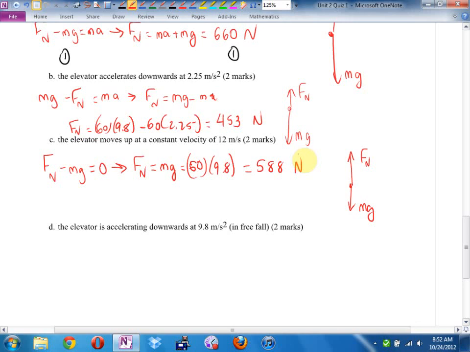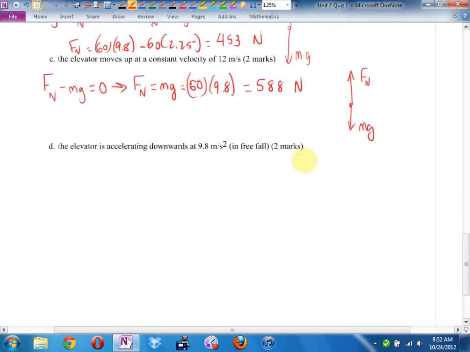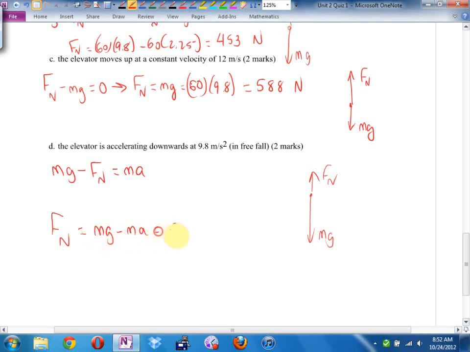Anyways, his elevator analogy was pretty good because most of us have been in one. The elevator is accelerating downwards. It's in free fall. Well, if it's in free fall, it's accelerating downwards. I think I can say that mg is winning. I'm not quite sure what the normal force is going to be, I'll draw it on there. Winner minus loser equals ma. If I get the normal force by itself, I'll get it equals mg minus ma, and I'll get mg minus m, and it says a is 9.8.